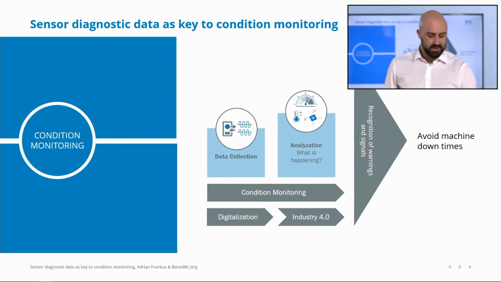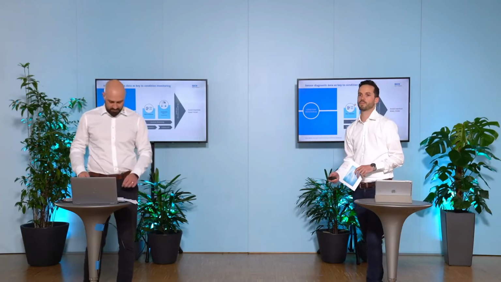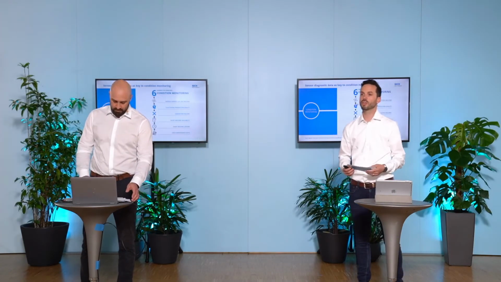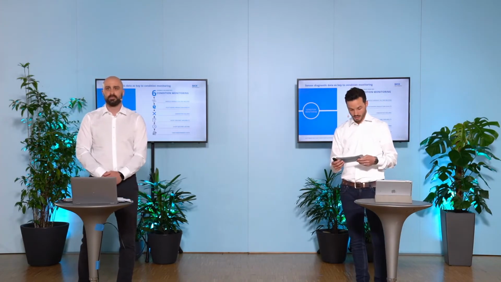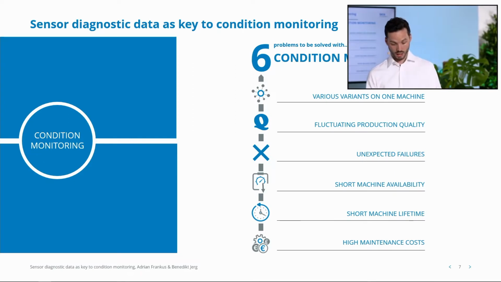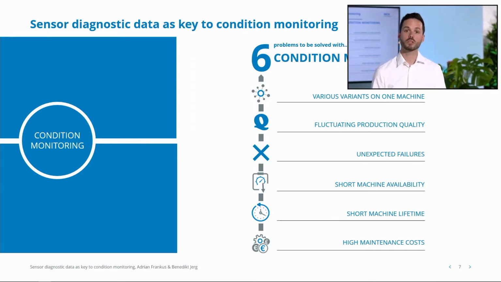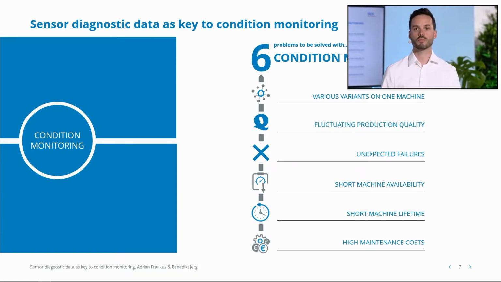But Benedict, can you please get more specific and tell us which problems can be really solved? Sure. Condition monitoring minimizes the following 6 problems: high maintenance costs, short machine lifetime, short machine availability, unexpected failures, a fluctuating production quality, and various variants on one machine.